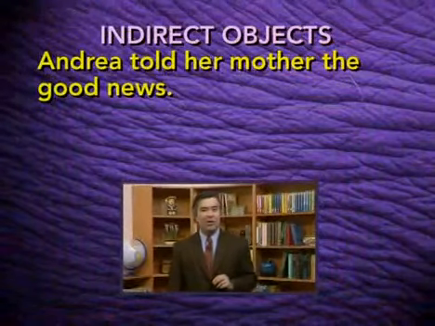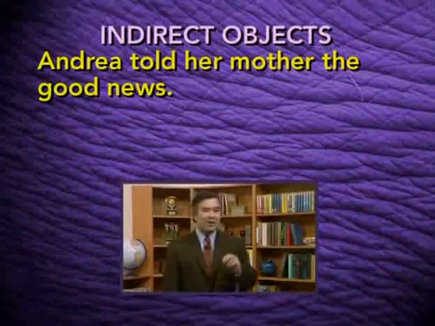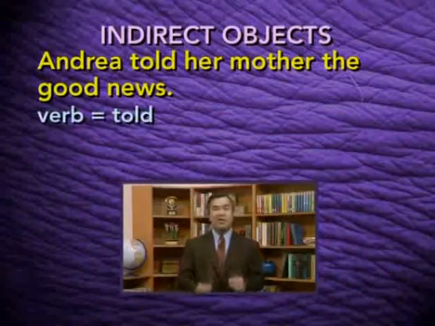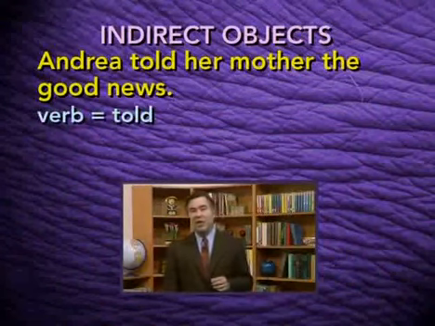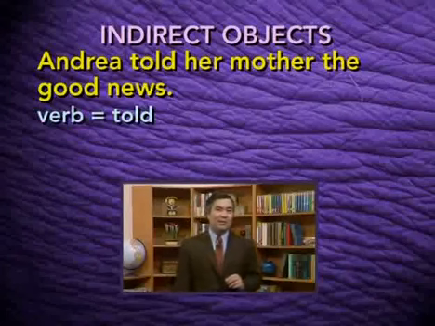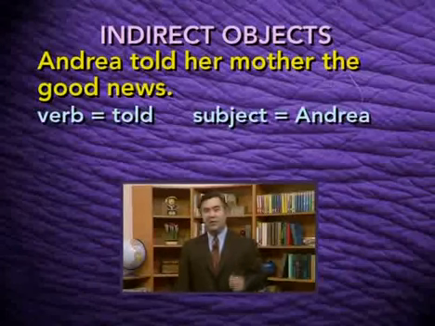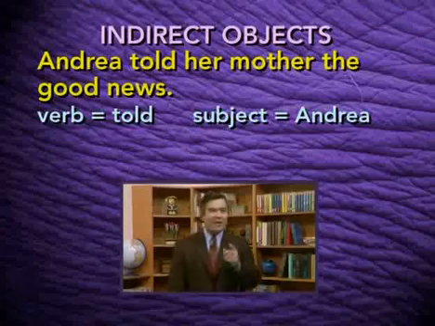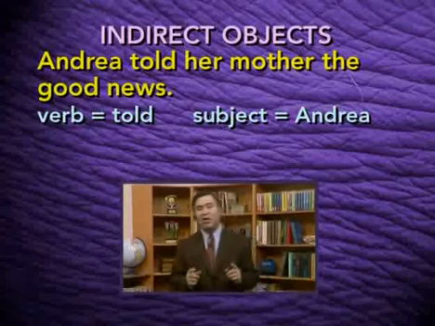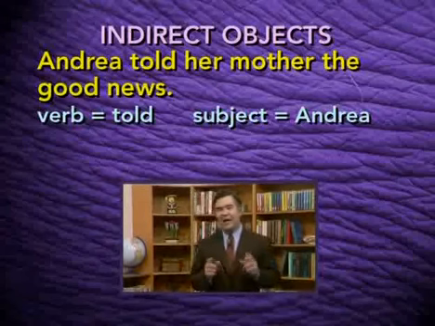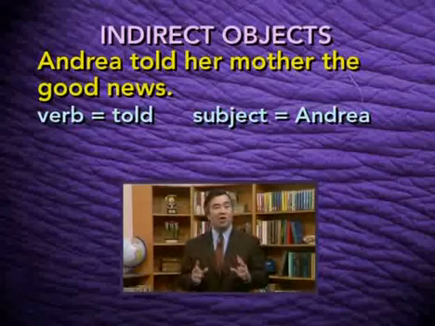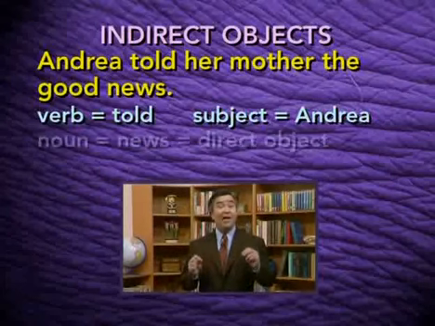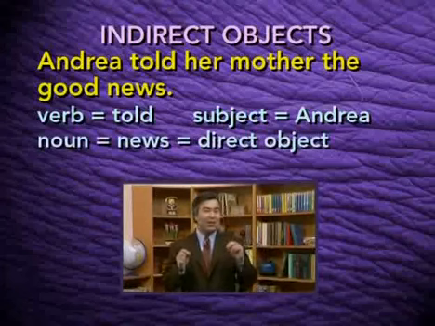Andrea told her mother the good news. What's the verb in this sentence? The verb is told. That tells us what was done. And who or what is the subject? Andrea. Andrea is the one who did the telling. Now, what's the direct object of the verb told? That is, what did Andrea tell? Andrea told what? She told the good news. The noun news specifically is the direct object.